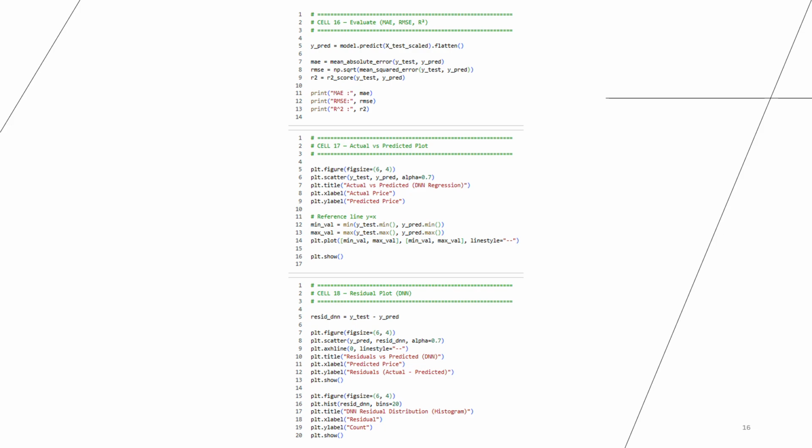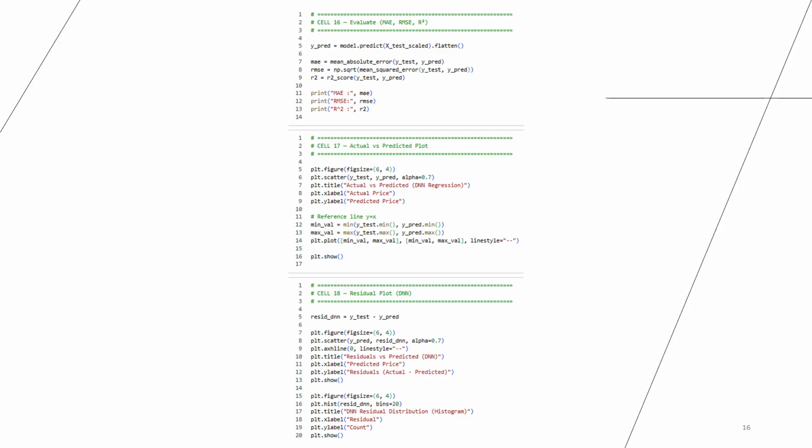Finally, in cell 18, we examine the residuals of the neural network model. Residuals represent the difference between the actual values and the predicted values, which essentially captures the model's prediction error for each observation. First, we create a scatter plot of residuals versus predicted values. This plot helps us determine whether the prediction errors are randomly distributed or whether there are systematic patterns in the errors. Ideally, the residuals should be scattered randomly around zero without forming clear shapes or trends.